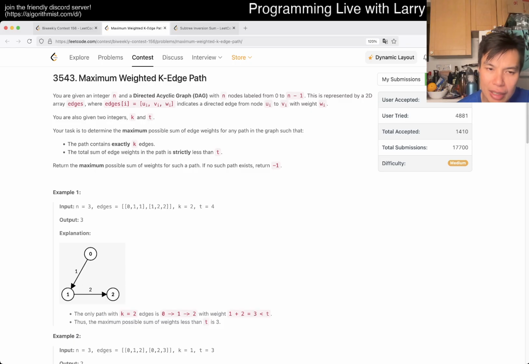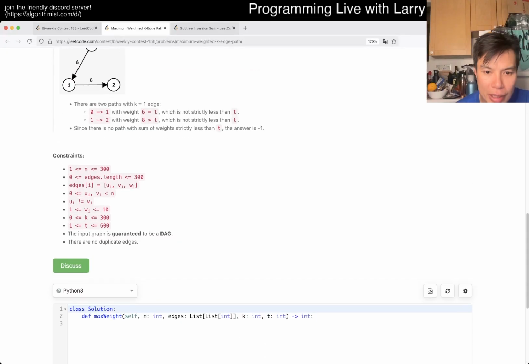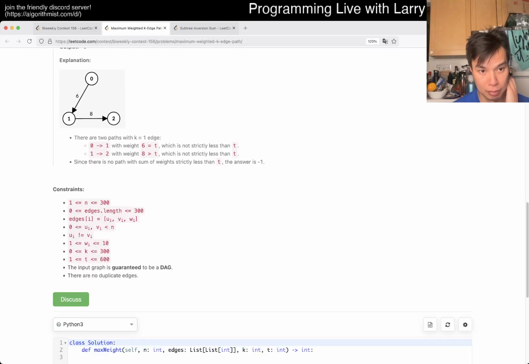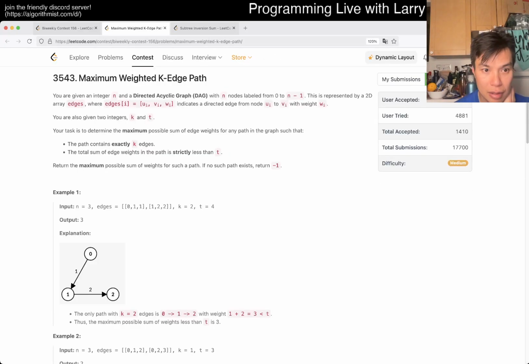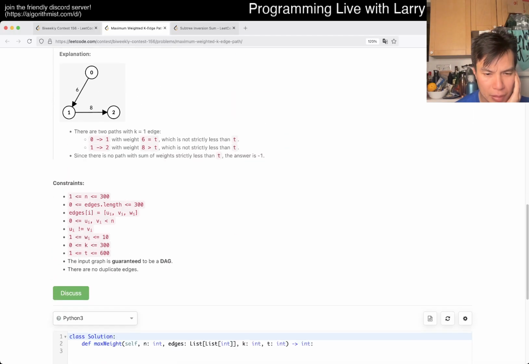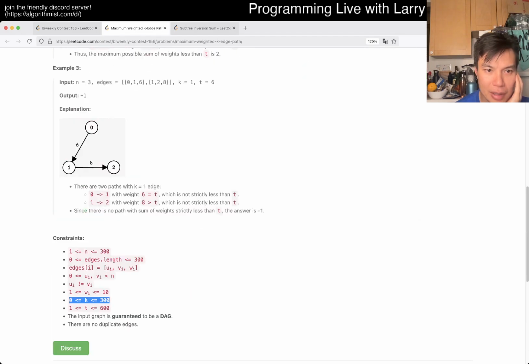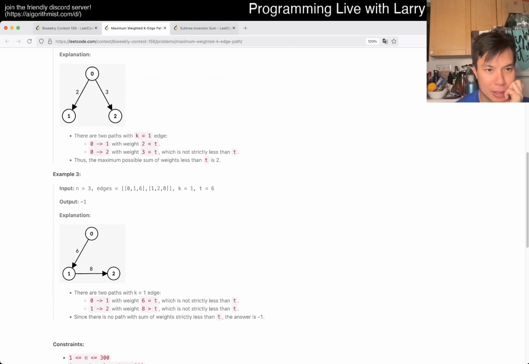It is a DAG, so there's no cycle. And we're given the DAG ahead of time, so that's nice. The number of edges, okay. I mean, that means that we probably could do some DP thing. Wow, n is 300. What does that mean? What is t again? 600. So maybe we have to do DP on that. What's k again? K is the number of edges.